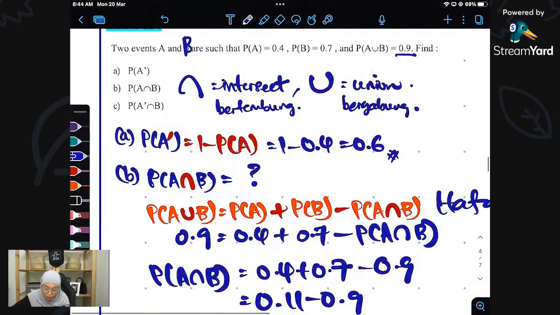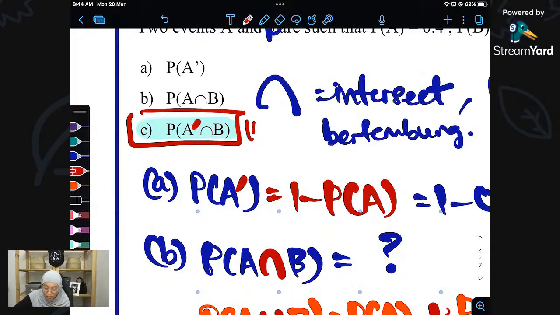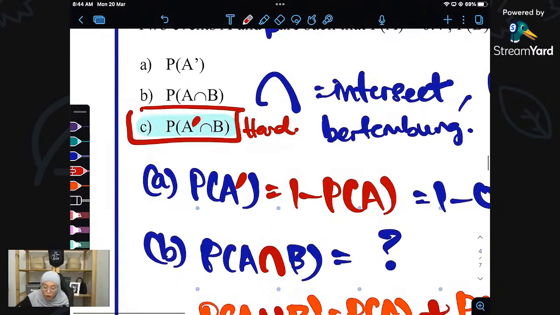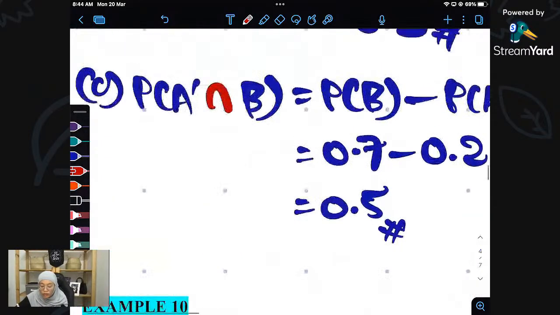Now, next one, we want to find the probability of A prime intersect with B. So this one is interesting. I think you might feel this is challenging. I put it hard there. But it's not that hard. When you draw, it's not that hard. No more hard if you draw a Venn diagram. So always practice this. Every time you see a question like this, use the Venn diagram. So the Venn diagram will literally help you.